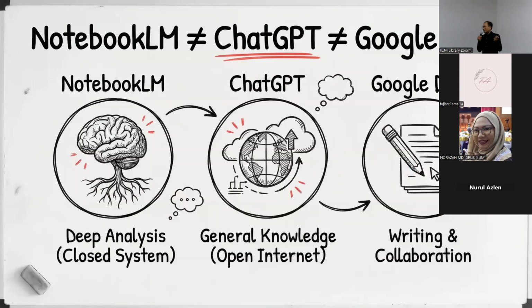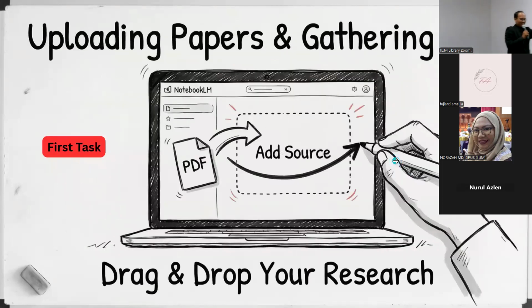The system is closed, so it doesn't connect with the internet. But if you click several buttons there, it can extract papers, which we will try after this. OpenAI or ChatGPT is general knowledge, Google Docs is collaboration, right? Now, the first task, coming to the hands-on practice.